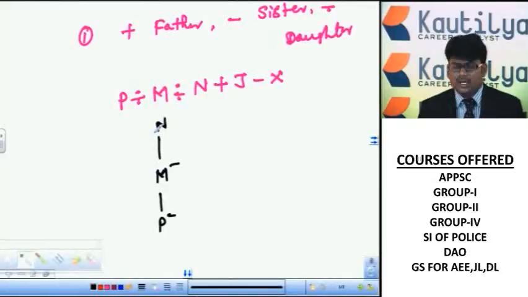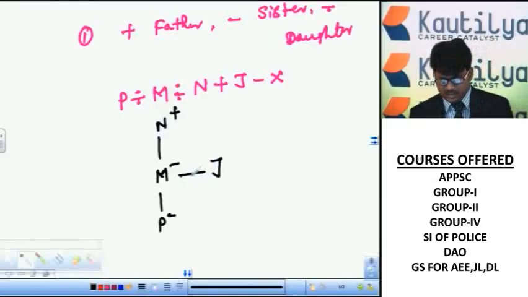Next, N plus J. Plus means father, so N is the father of J. N is denoted as a plus symbol, father of J. Already N is the parent of M, and M and J are siblings. Next, J minus X. Minus denotes sister. J is a female person, and X we denote as a sibling of J in a horizontal line.